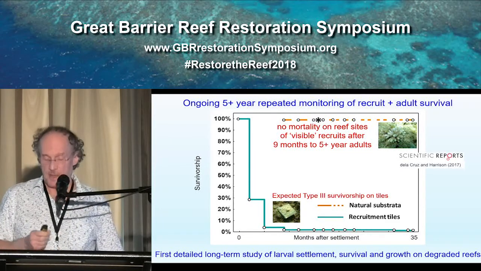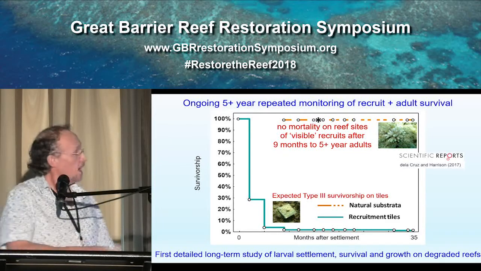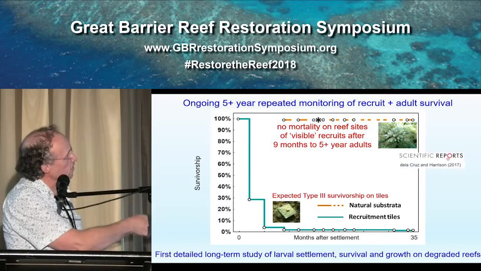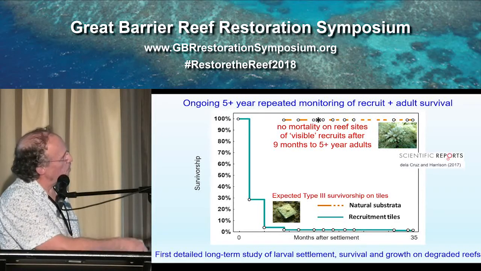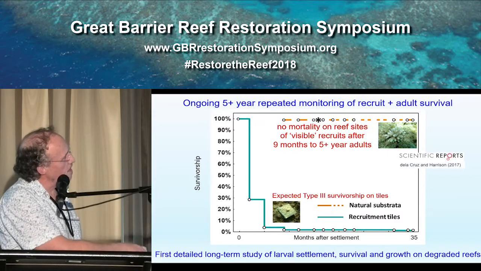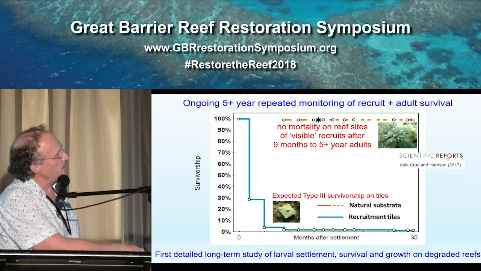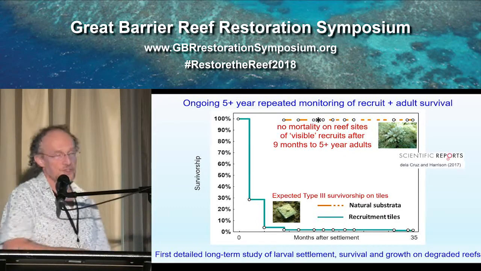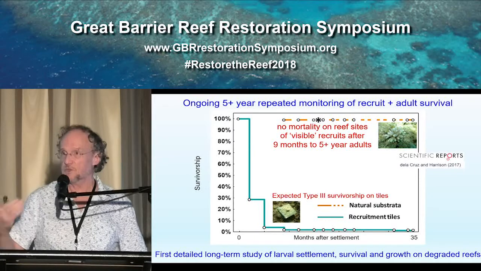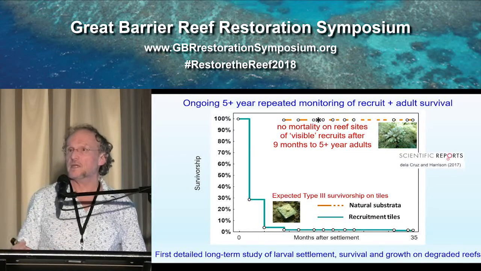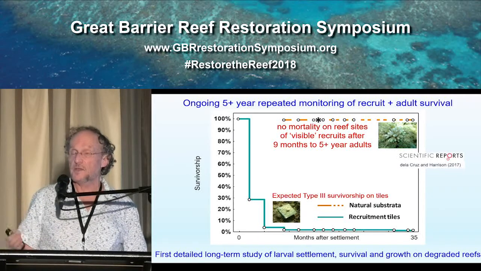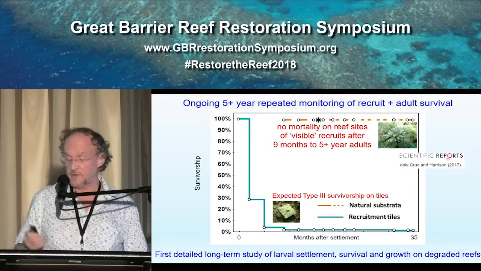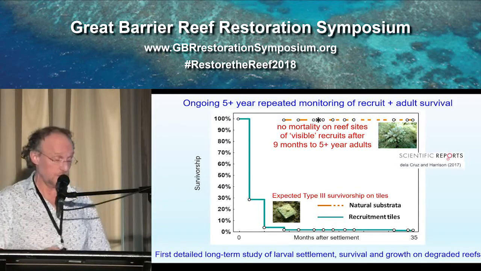But essentially what's happened, you can see the typical survivorship curve where most of the mortality is occurring when they're very young. But what's really interesting, at about 9 months, both on the tiles and on the reef system when they became visible recruits and we could tag them, there's been no mortality since that period. And these corals have now survived 2 bleaching events. So it gives us hope that this process might work.